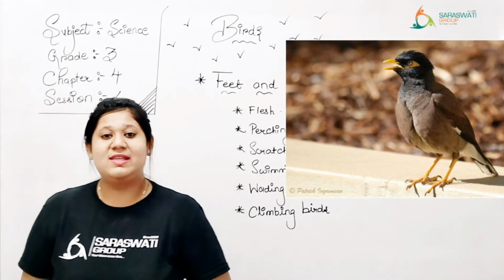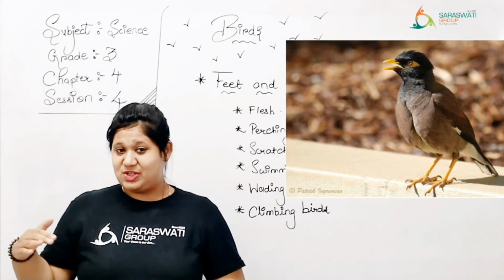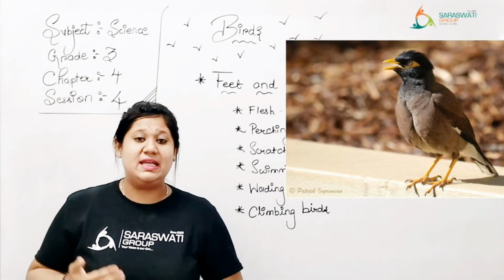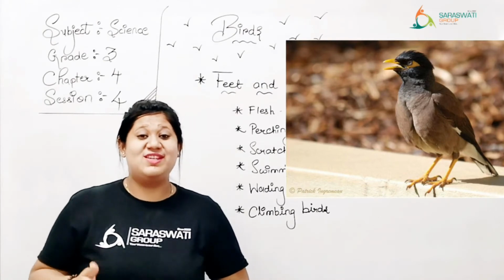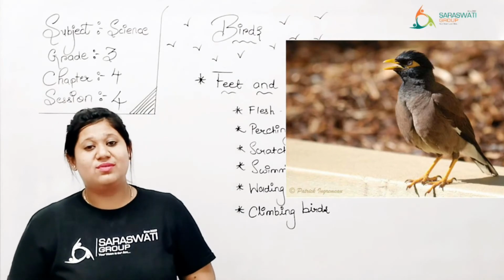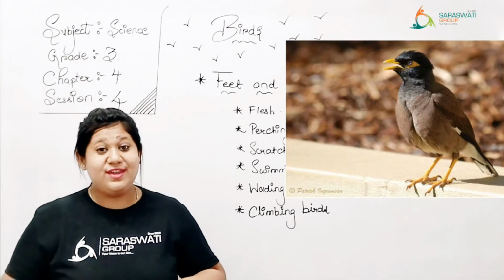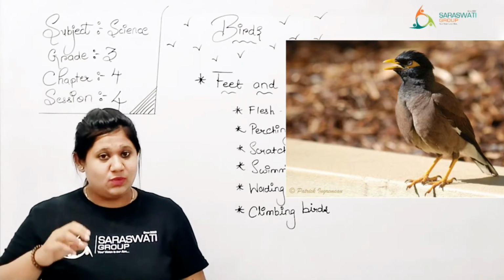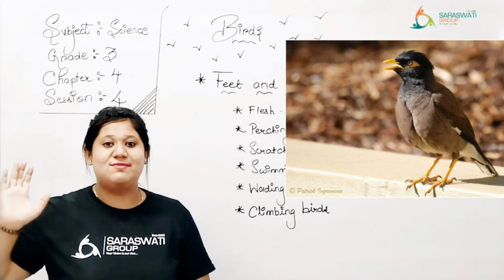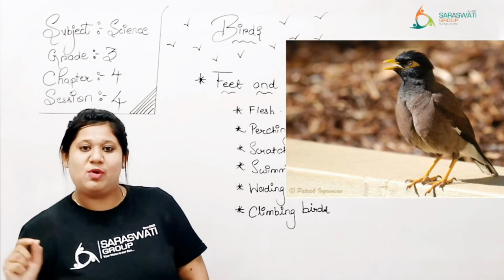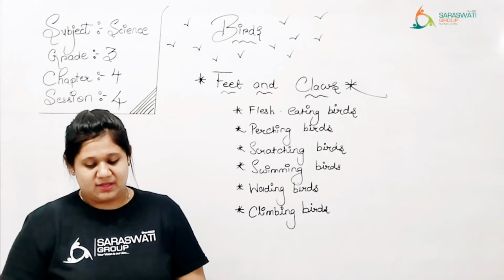That is why these birds are called perching birds. Kids, they need some grip to sit on high branches so that they don't fall. What do they need? They need a strong grip, right? Otherwise they can fall down. So they have these kinds of claws, so they can easily sit on high branches without falling. These types of birds are called perching birds. Clear kids? Now next.